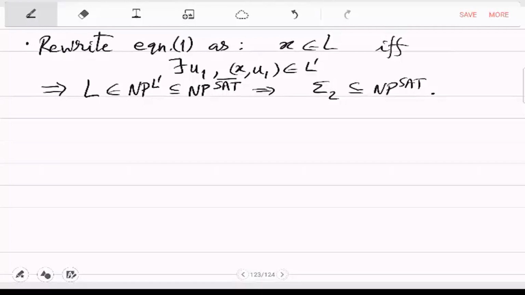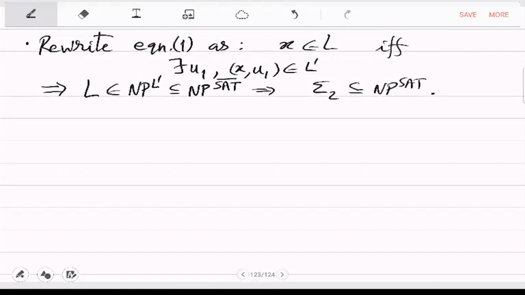That's one half. So we have shown that Sigma 2 is solvable by NP to the SAT, an NDTM given another NDTM as an oracle, right? That's an interesting thing. Now the other half is showing that NP to the SAT can be written as there exists for all.